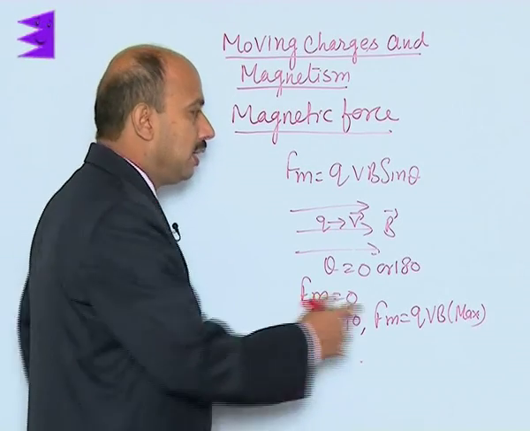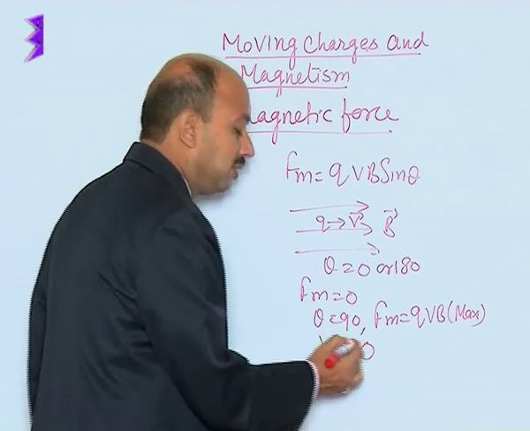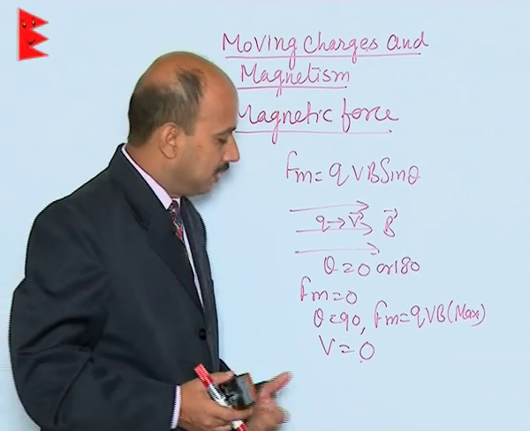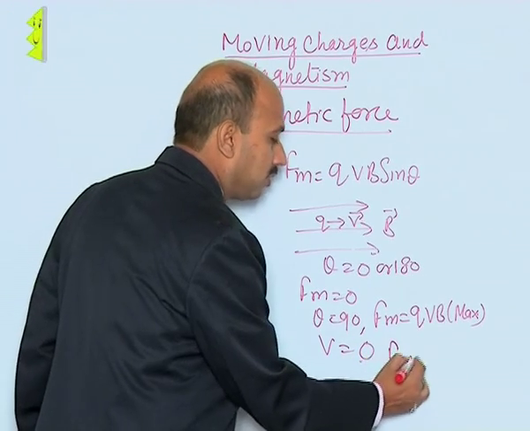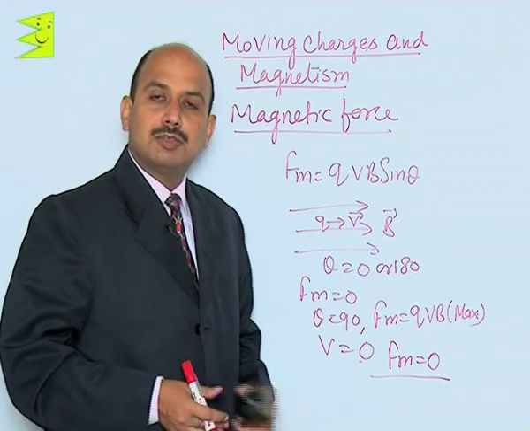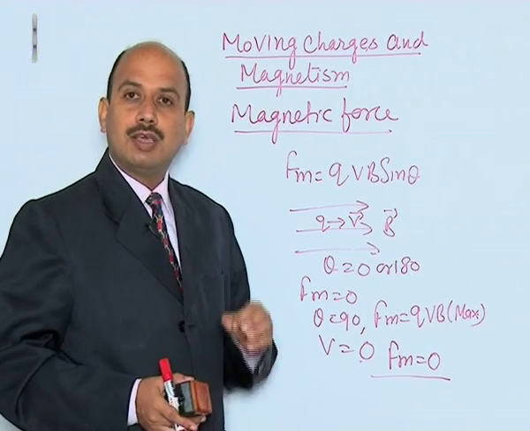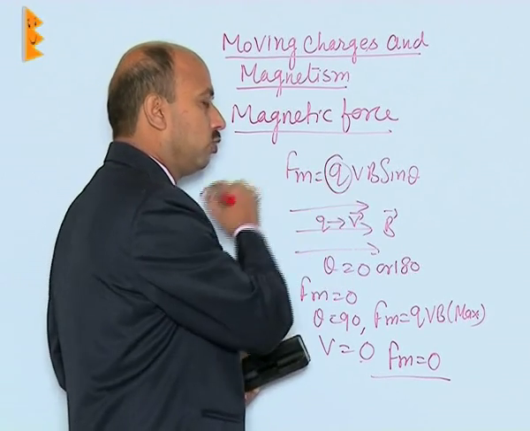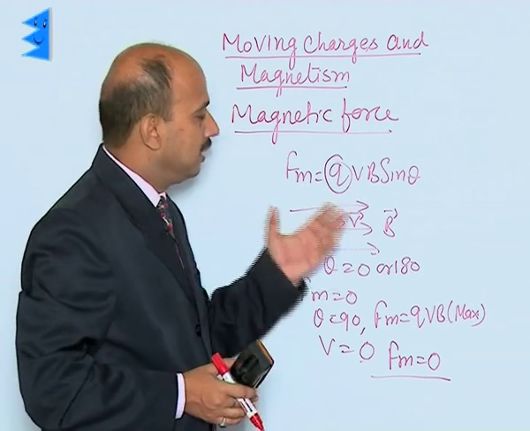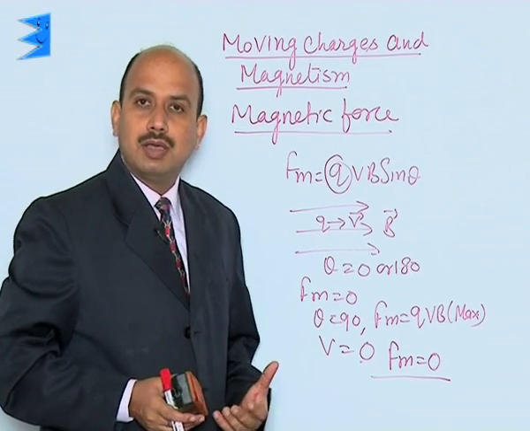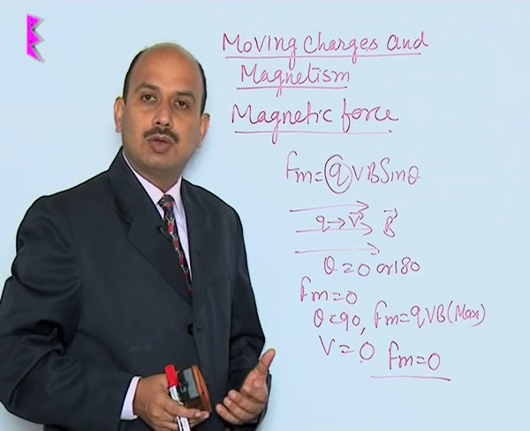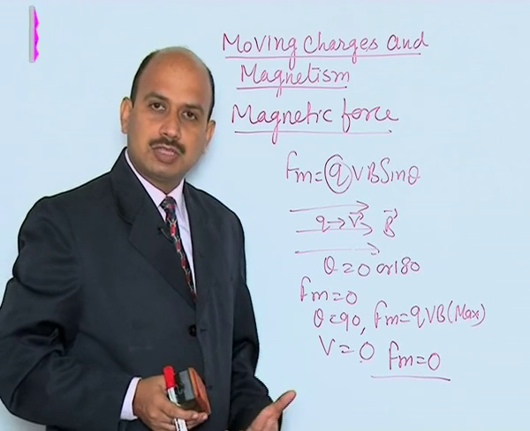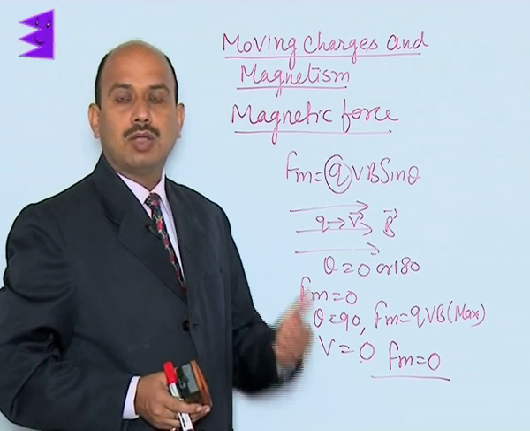Now, if the velocity is equal to 0, that means the charged particle is at rest in the magnetic field, then also the magnetic force is equal to 0. It means a charged particle at rest in a magnetic field does not experience any magnetic force. And also if q is 0, it means in place of a charged particle you take a neutral particle, then also the magnetic force will not act on the particle. So, these are the different cases where the magnetic force acts on the charged particle and where the magnetic force does not act on the charged particle.